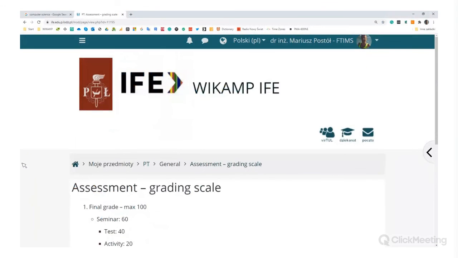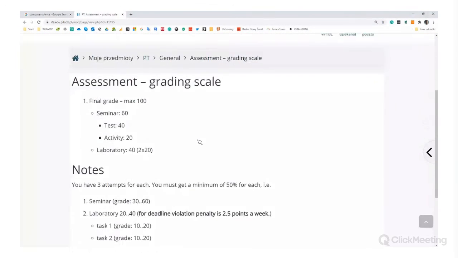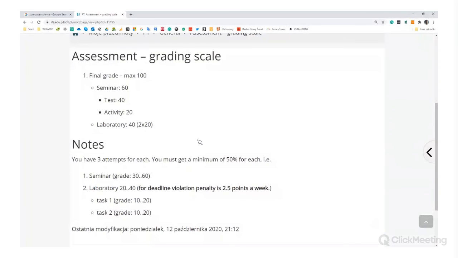Assessment. Let me provide some additional information about the test. The test will ask you if you understand the lecture. You can answer the questions we are asking during the seminar. So actually, taking part in the seminar allows you to pass the test, I think, I hope, I believe. Activity is answering the questions.